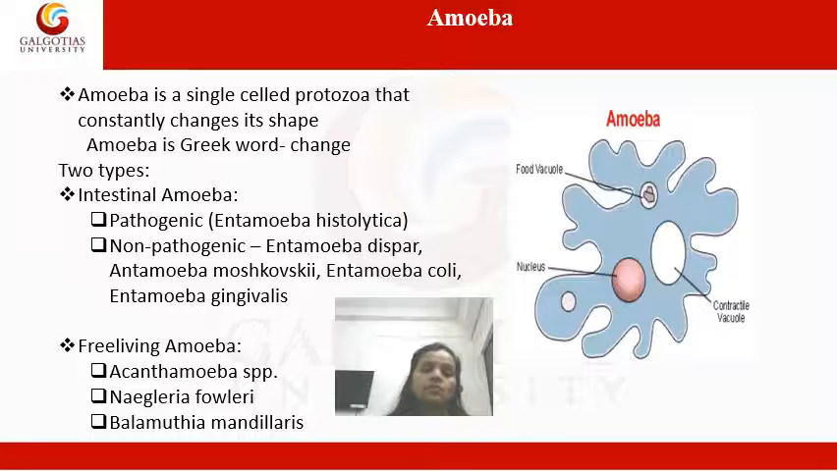There are two types of amoeba. One is intestinal amoeba and the other one is free-living amoeba. Intestinal amoeba includes pathogenic and non-pathogenic amoeba. Pathogenic amoeba, which we call Entamoeba histolytica, and non-pathogenic amoeba, we call it Entamoeba dispar, Entamoeba moscovskii, Entamoeba coli, Entamoeba gingivalis. Free-living amoeba include Acanthamoeba species, Naegleria fowleri, and Balamuthia mandrillaris.